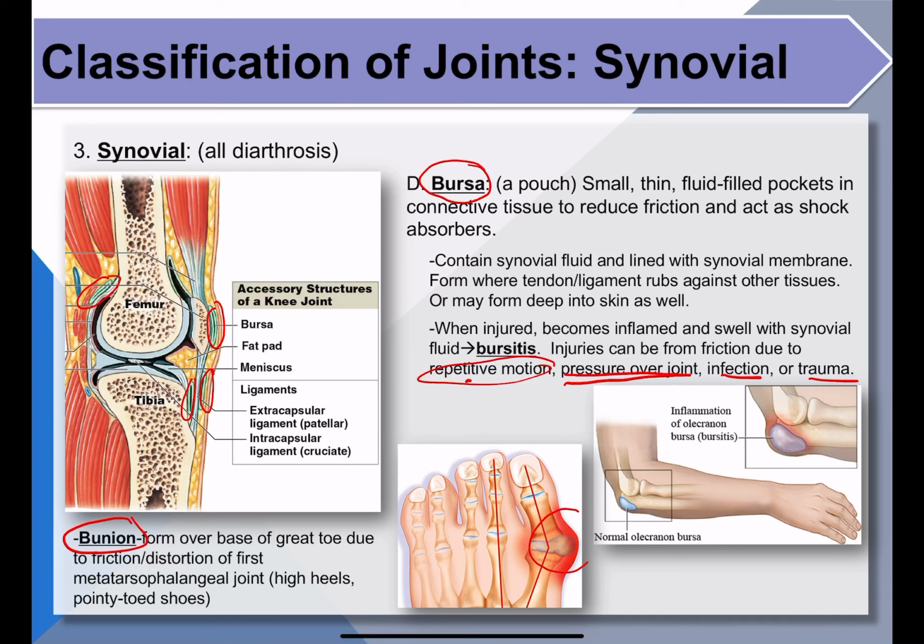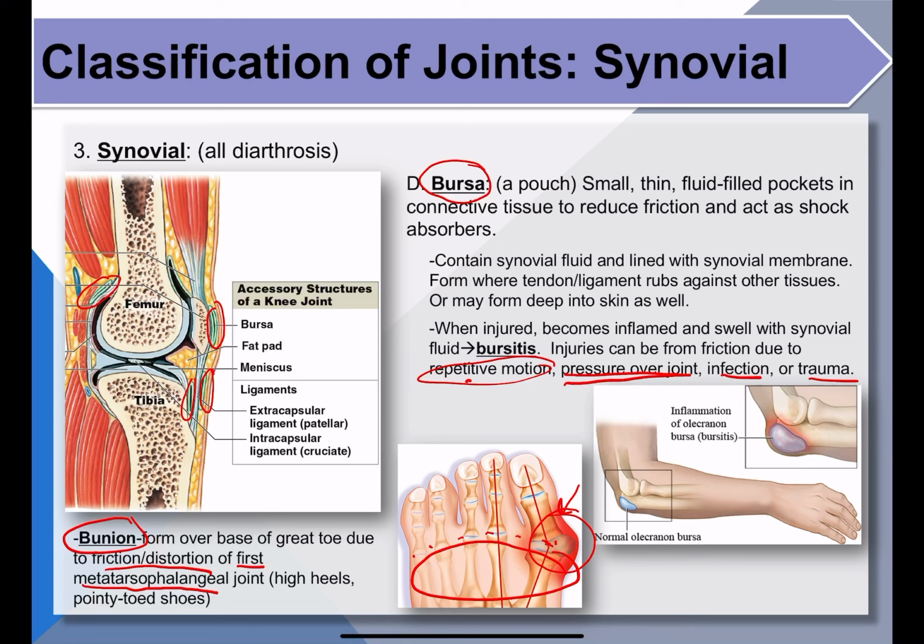base of the great toe, for example, like this, usually due to friction or distortion of the first metatarsophalangeal joint, which is right here. Okay, metatarsal. Remember, metatarsals are these right here. And then that joint, those are the first metatarsophalangeal joint right here in the big toe.